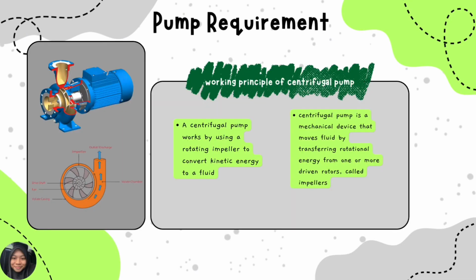For the working principle of the centrifugal pump, it works by using a rotating impeller to convert kinetic energy to a fluid. A centrifugal pump is a mechanical device that moves fluid by transferring rotational energy from one or more driven rotors called impellers.